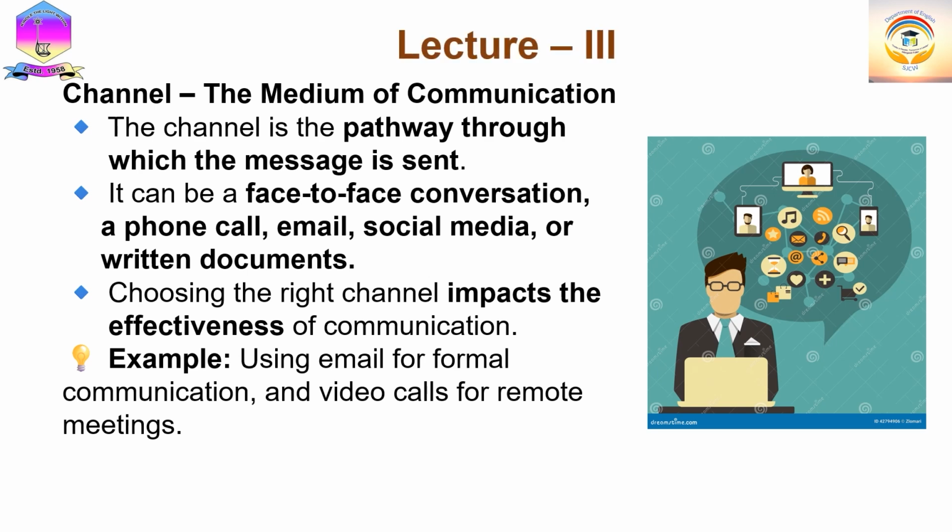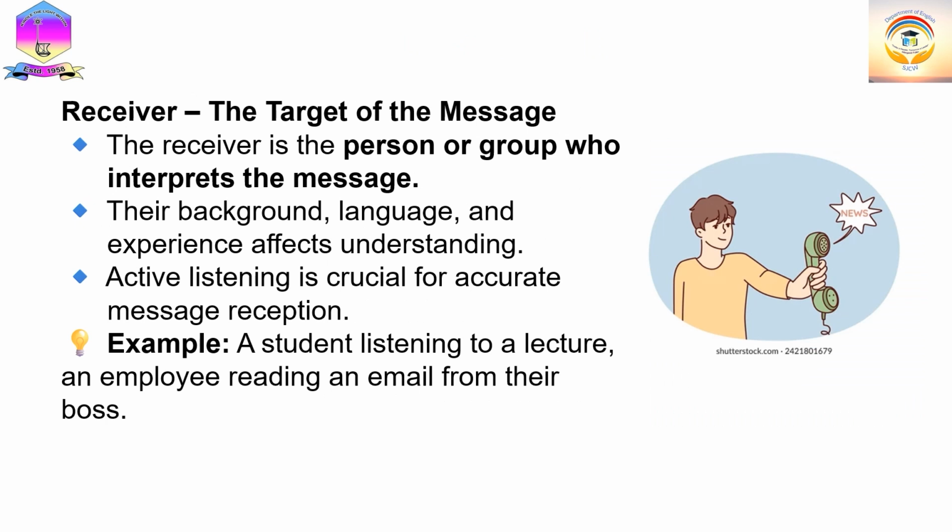Now, after the message is sent through a proper channel, the other side who receives it is the receiver, the target of the message. The receiver is the person or a group who interprets the message. Their background, language, and experience affect the understanding of the message sent by the sender. Active listening is crucial for accurate message reception. For example, a student listening to a lecture, an employee reading an email from the boss. So all these are the ones who receive the message.